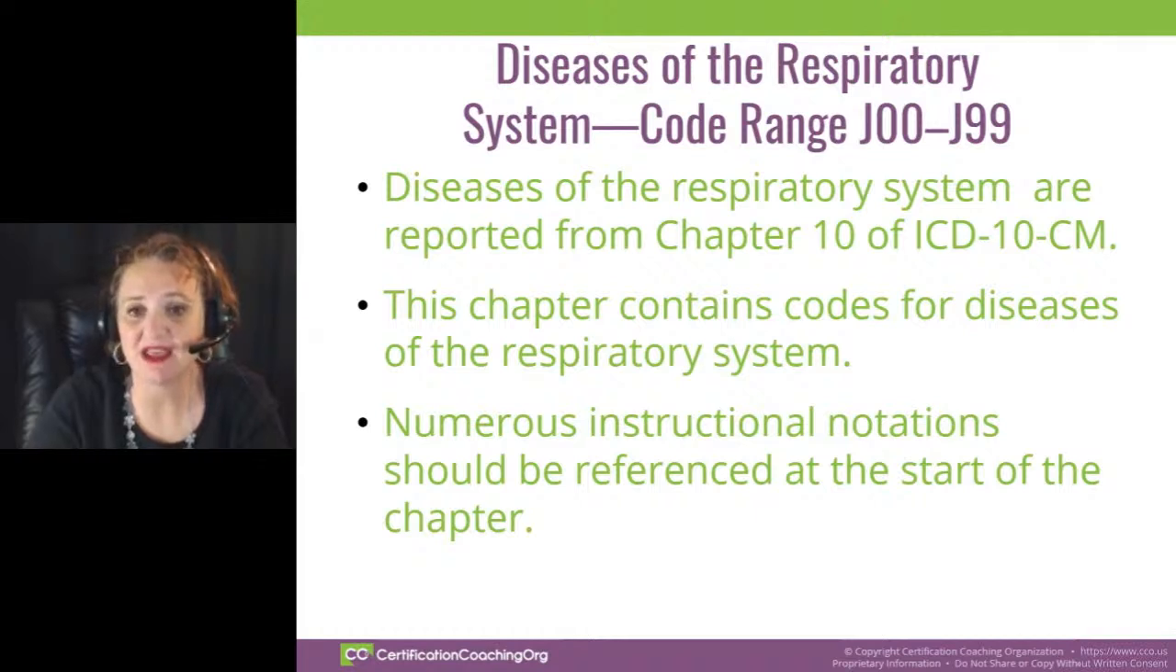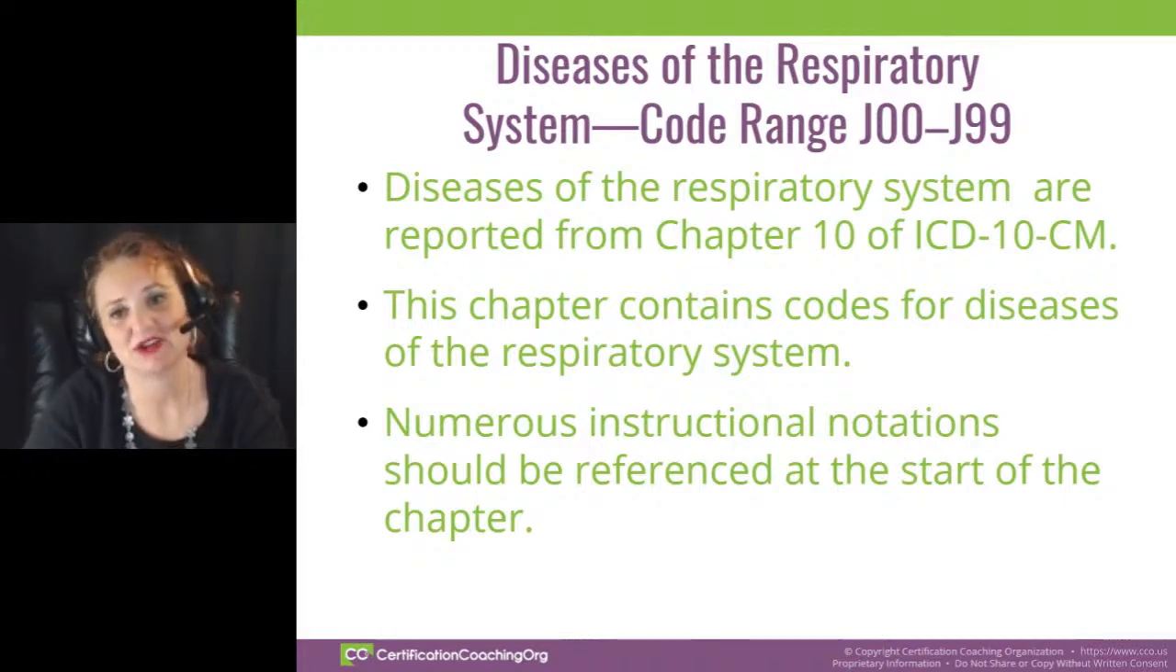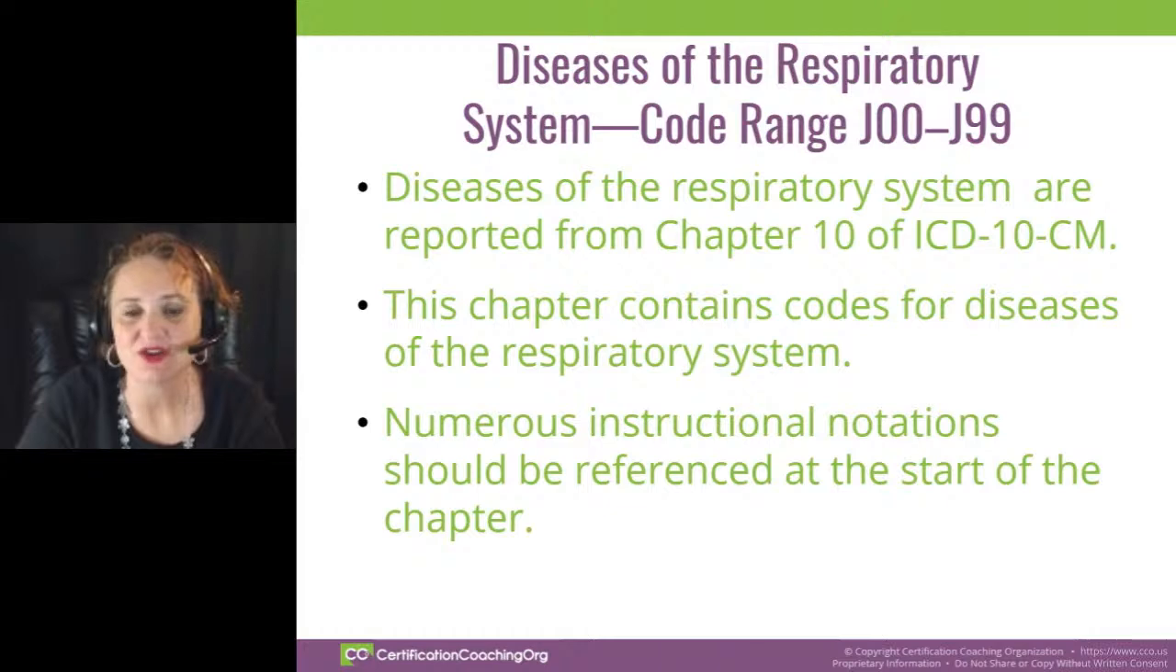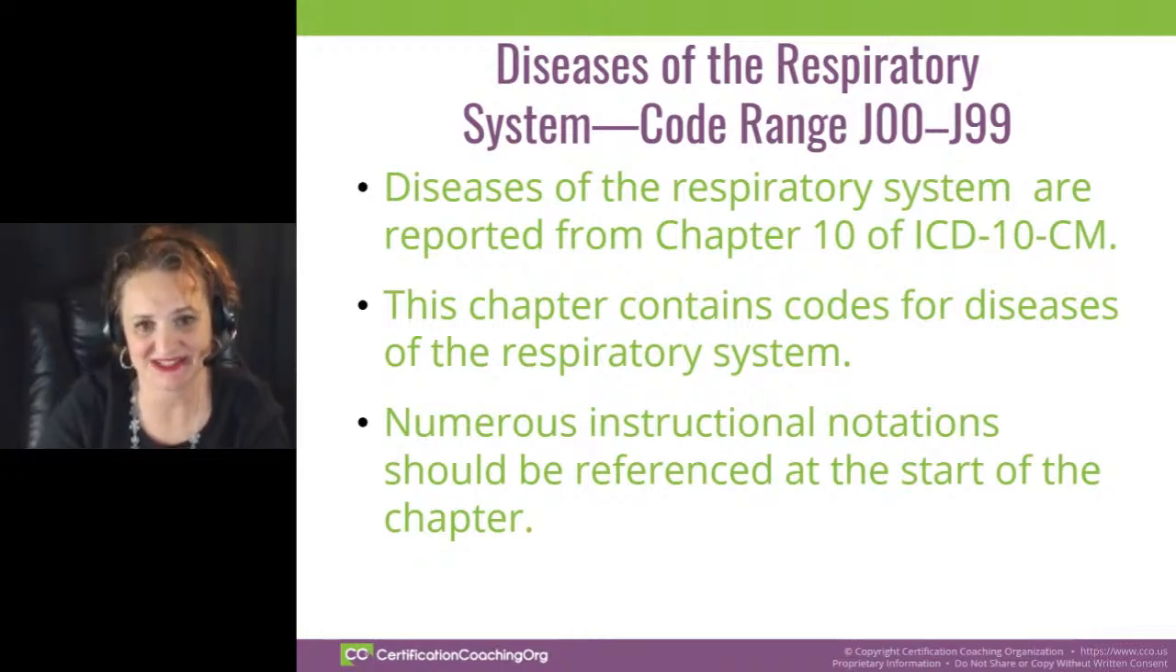But some people say they remember J codes have to do with the lungs and breathing because it looks like a fish hook, and fish can't breathe out of water. So again, whatever works for you. The code range for the respiratory system is J00 through J99, and these are Chapter 10 codes. Anything that can and will go wrong with the respiratory system.